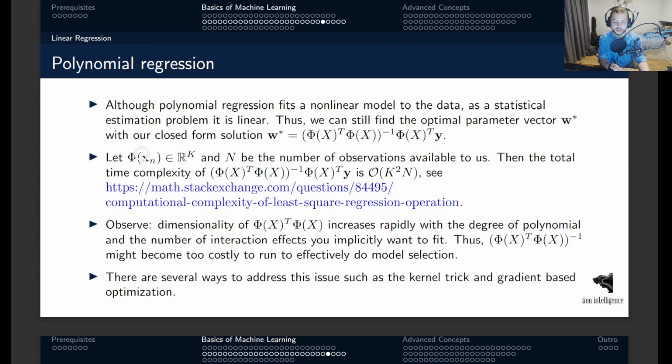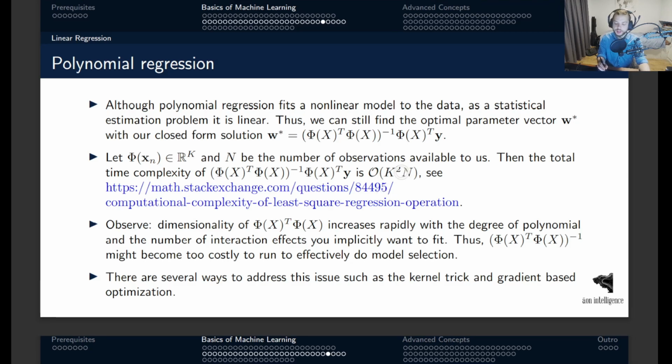Of course, there's a caveat to that. Let's assume that we have a feature mapped observation of dimensionality k, and let n be the number of observations available in our dataset. Then the total time complexity of evaluating this expression, so finding the optimal parameter vector, scales quadratically in the number of features we have. The biggest computational pain point is finding the inverse of this expression, because it is of dimensionality k times k. This is why you have this k squared term here. And if k is really large, this might become infeasible.